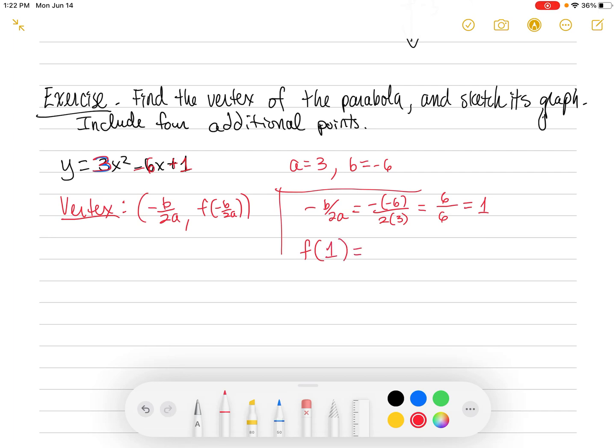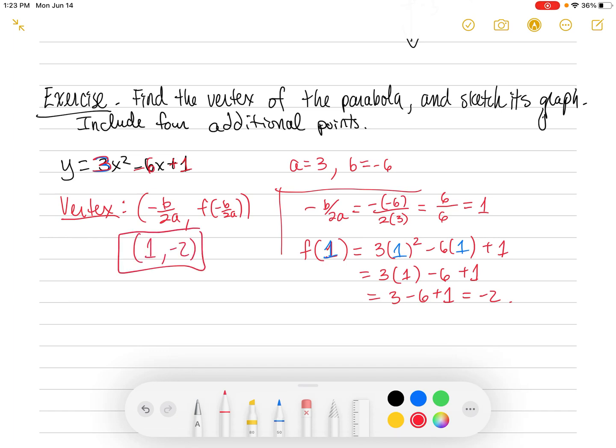So then we've got to find the y-coordinate, so we're going to find f of minus b over 2a, or simply f of 1, I should say. I'll just write it as f of 1, the quick way to do it. We take our function, 3 times a blank squared minus 6 times a blank plus 1, and plug in an x-coordinate of 1. That's going to give us 3 times 1 minus 6 plus 1. In other words, 3 minus 6 plus 1. 3 minus 6 is negative 3, plus 1 is minus 2. So we're talking about (1, negative 2) for the vertex.